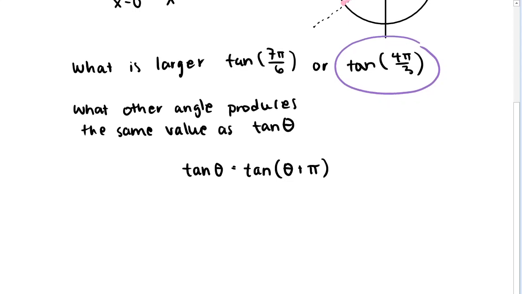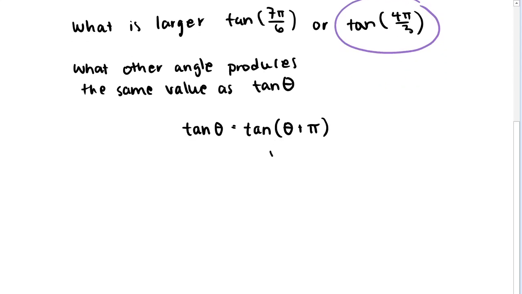And what we're really saying here in this description is that the period of tangent is pi. And what I mean by that is that tangent repeats itself every pi radians, whereas sine and cosine, they'll repeat themselves only when we go all the way around the unit circle. They'll repeat themselves every 2 pi. Tangent is going to repeat itself every pi.